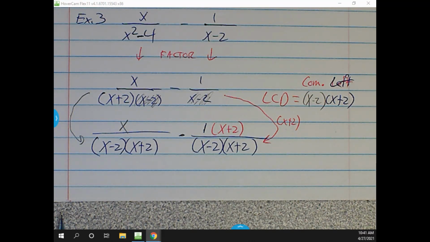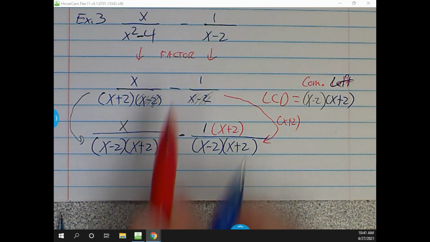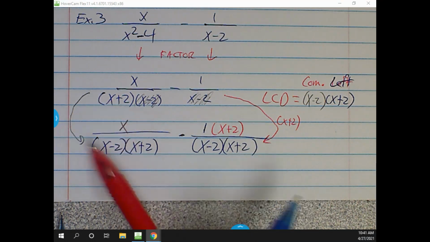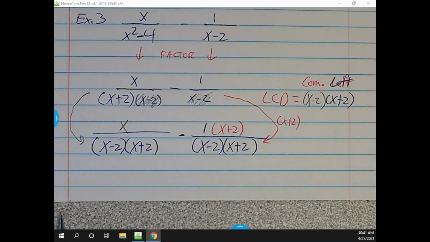All right. So again, if we were doing this one piece at a time, I think everybody would be okay that, okay, we factored and we've got it here. And then we figured out what they had in common. And then what do we do to change this one? What do we multiply by? What do we multiply by here?